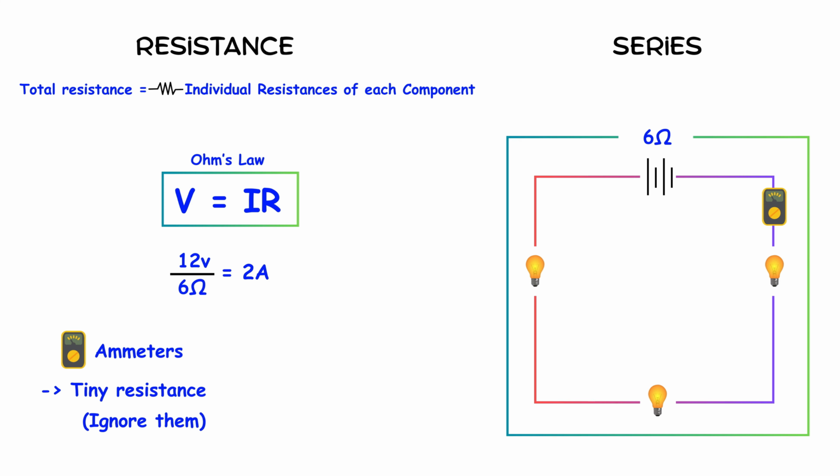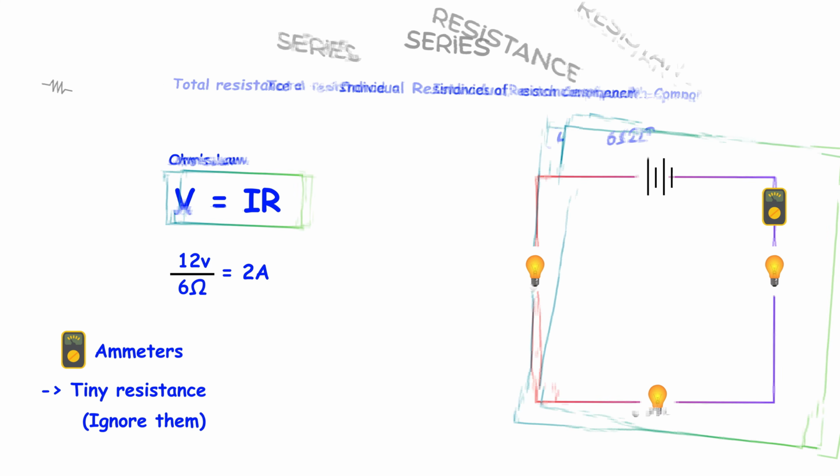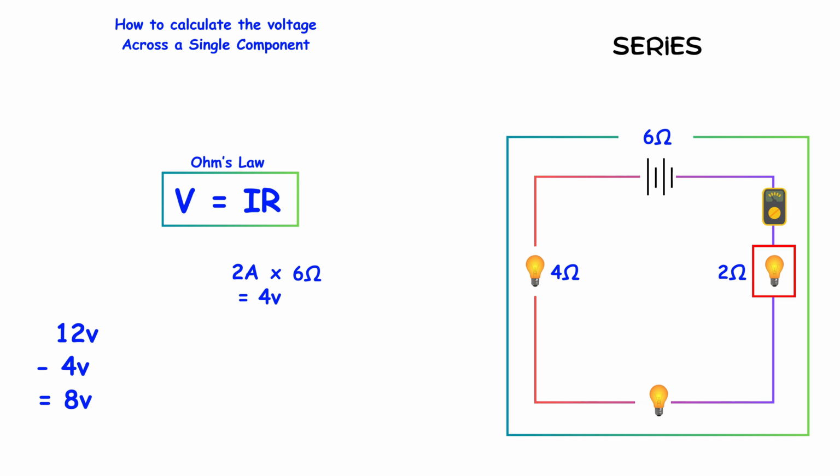Resistance works in a similar way to potential difference, where the total resistance is simply the sum of the resistances of each component. The green symbol for sum means total, and you'll often see it in physics or maths papers. For example, if the lamp on the left has a resistance of 4 ohms and the one on the right has 2 ohms, then the total resistance is 6 ohms.